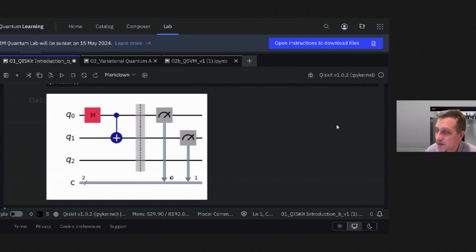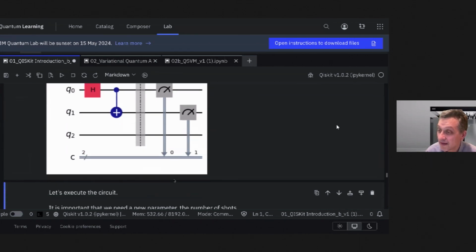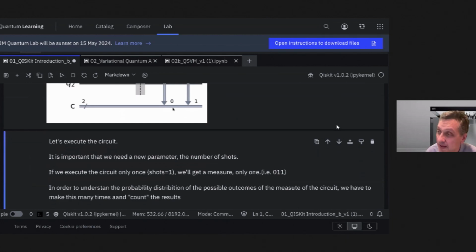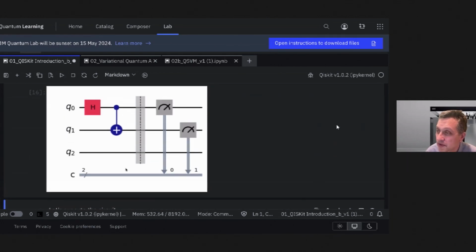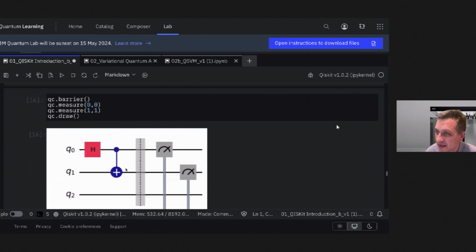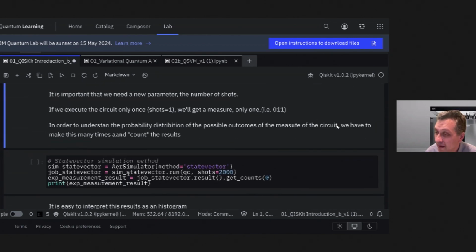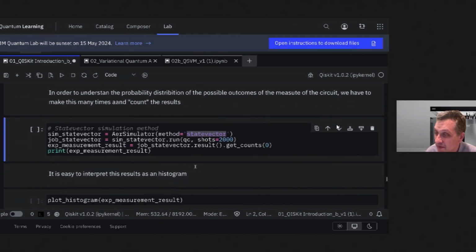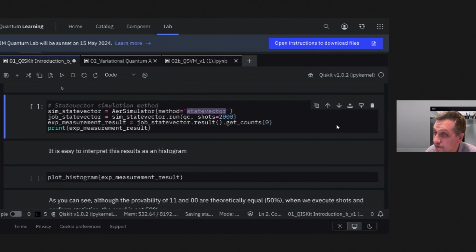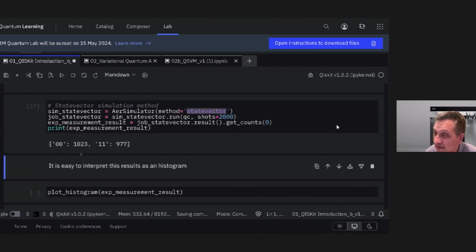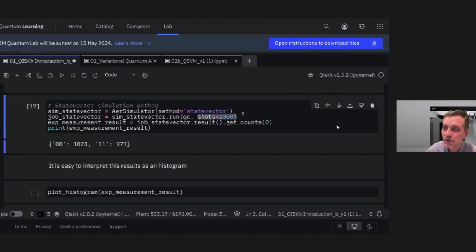And if we add measurements, we get this in the classical system, in the classical bits. And this is how it works in a real computer. So in this case, we have this state vector simulator that can simulate the execution. And how do we get the results? We need to use shots. We need to run the state a lot of times and make statistics of the measurements we get.